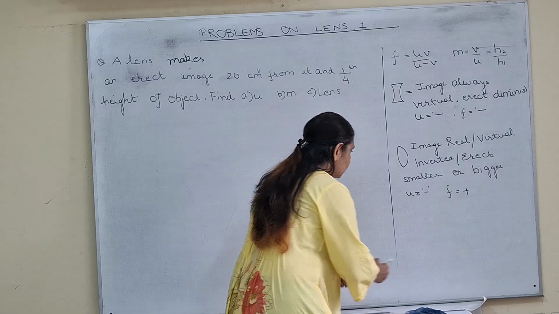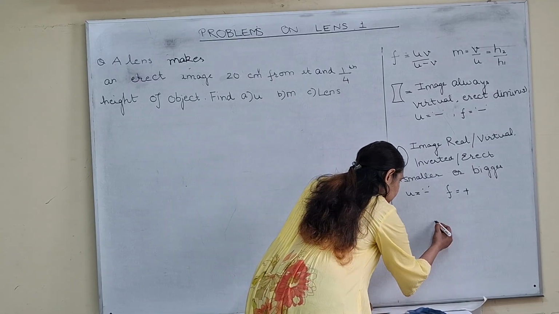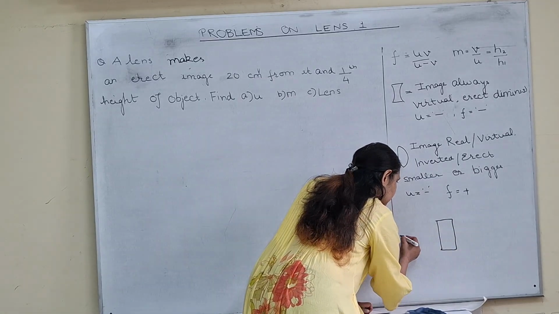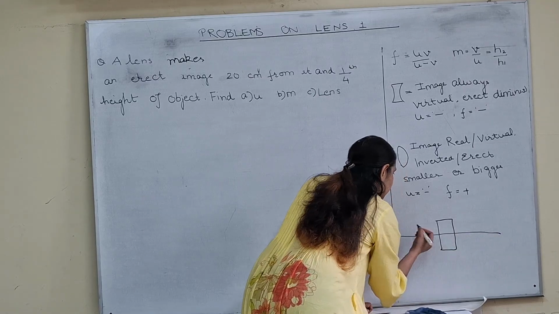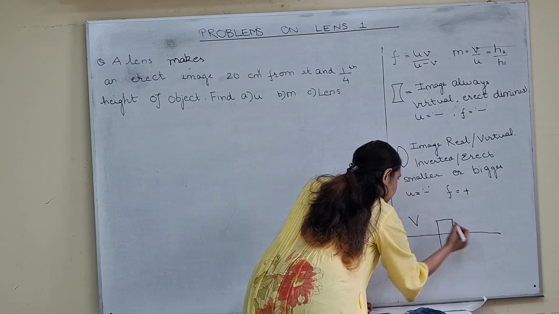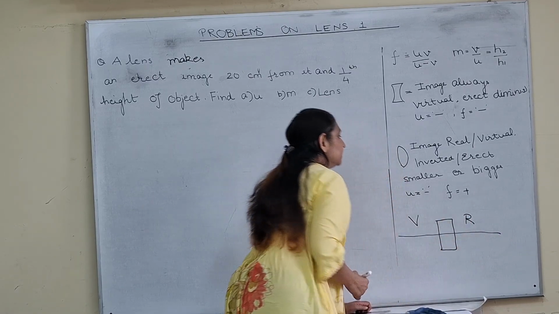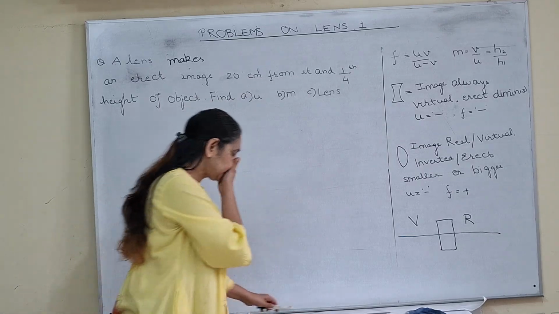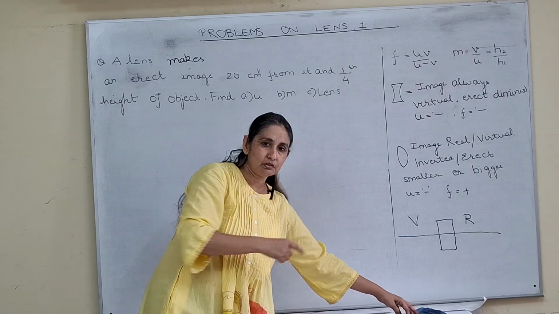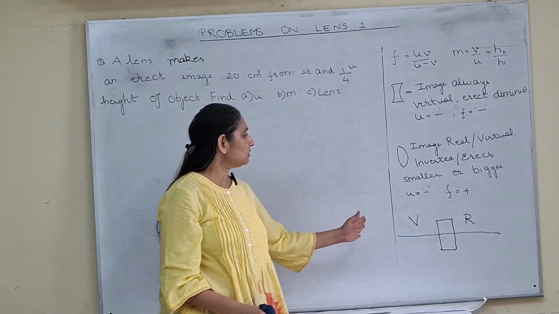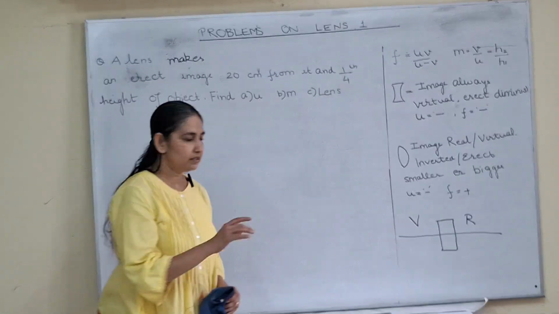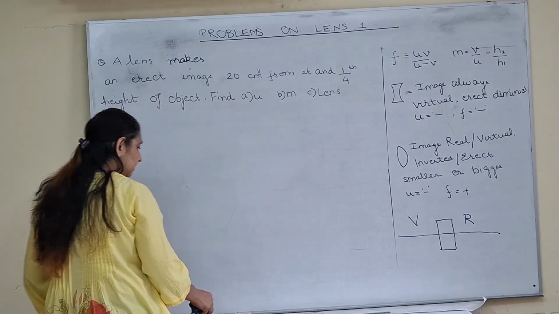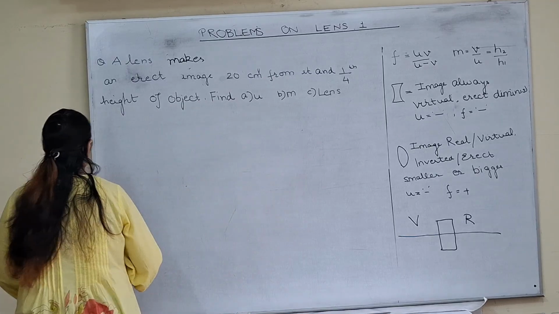And whatever lens I have to draw here, we don't know which lens it is. Then this is the virtual side and this is the real side. It was just the opposite in mirrors. So write this for yourself during the exam also: this is the virtual side and that is the real side. Okay, let's start.